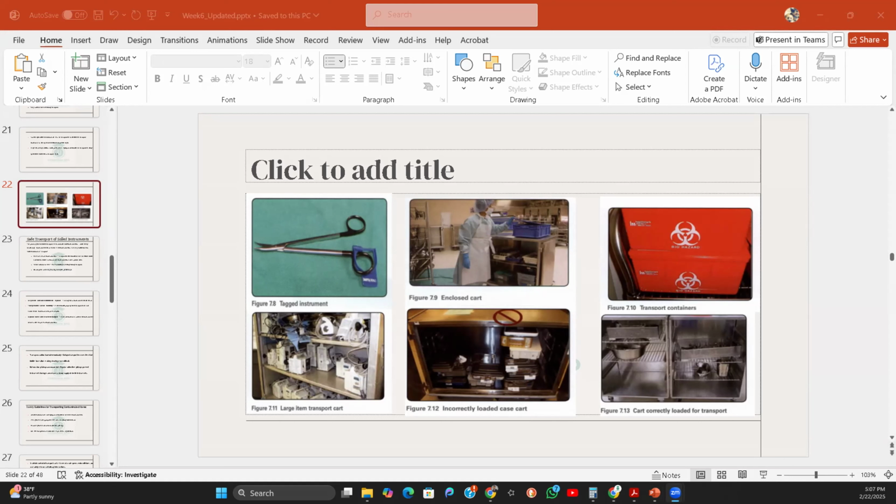All right. Professor, let me add this. This is the case cart, picture of the case cart, figure 7.9. This is a case cart, the mirror, and the trays are in it. This is another case cart with medical equipment in there. And this is another case cart with trays put in incorrectly. And this, figure 7.13, is a case cart with items loaded correctly. All right, so this is the container. It's called a case cart. That's where the equipment is transported to and from the OR.